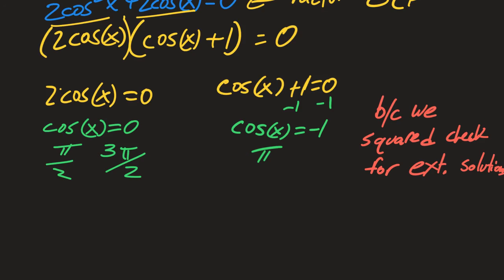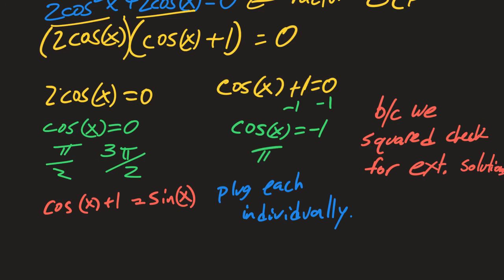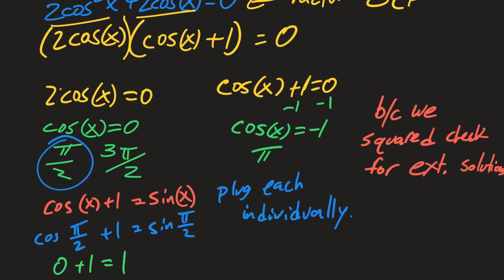Okay, so for example, cosine x plus 1 equals sine x. That was our problem initially. Okay, and if I plugged and checked each of these, I should get that this statement is true. So for example, let's just do pi over 2. So I've got cosine pi over 2 plus 1 equals sine pi over 2. And if I go to my unit circle, I can check this very simply. We're going to say, hey, cosine of pi over 2 is 0, plus 1 equals 1. And we can pretty much tell, yeah, that's true, that's correct, okay?